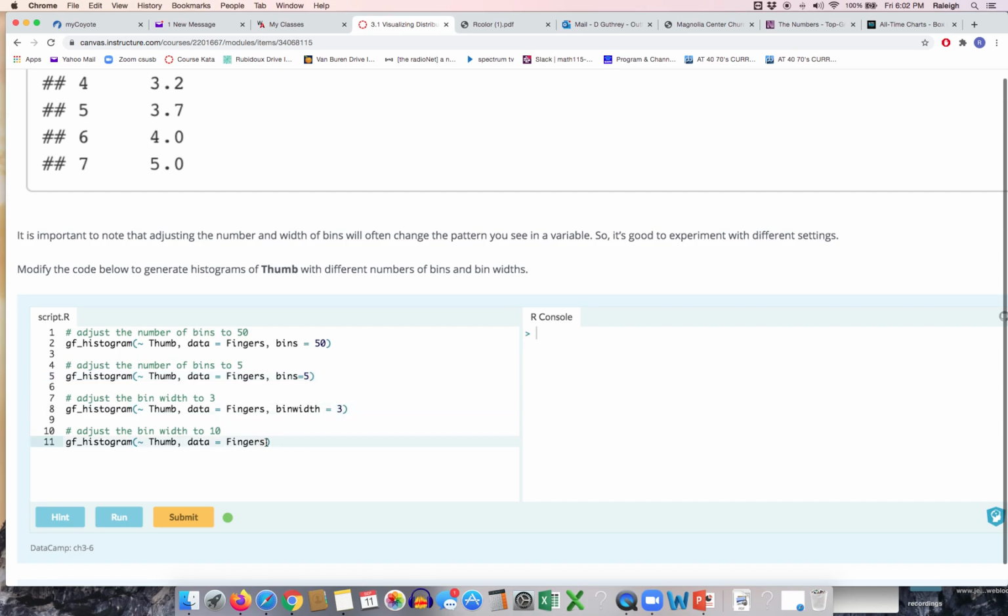And here we also need the bin width. They have not talked about the number of bins here. They've talked about the bin width, and that will equal 10. So different things will happen as we look at that. I will take a look at the hint. Be sure to set the bins or bin width for all 4 histograms.